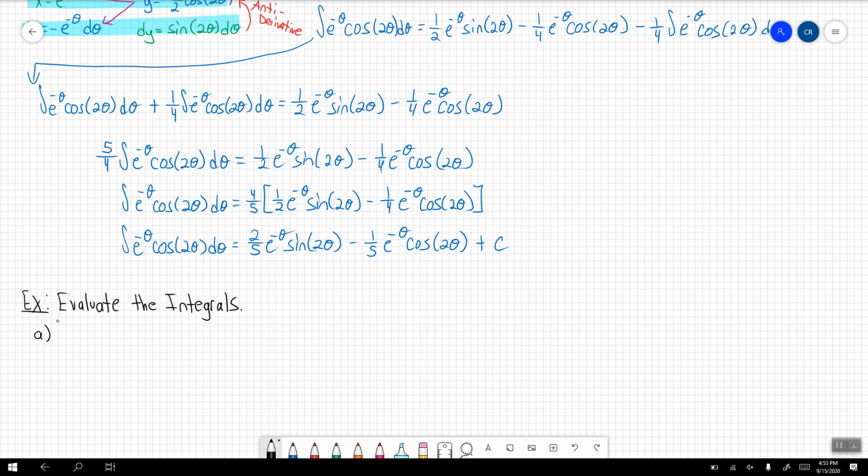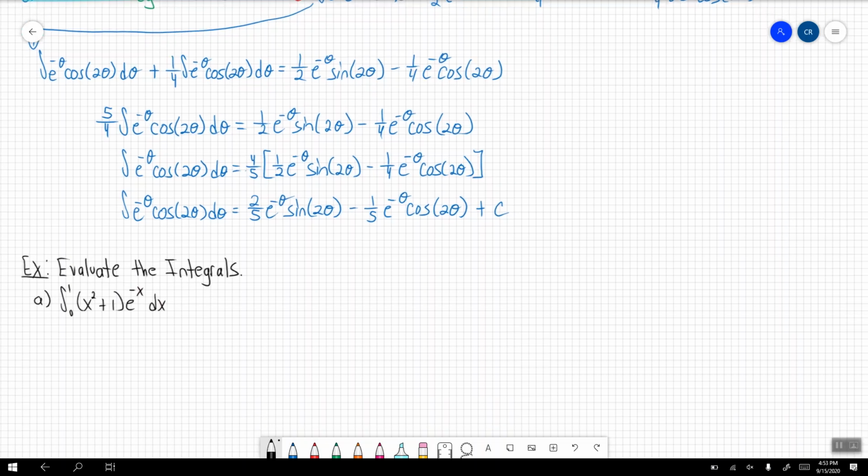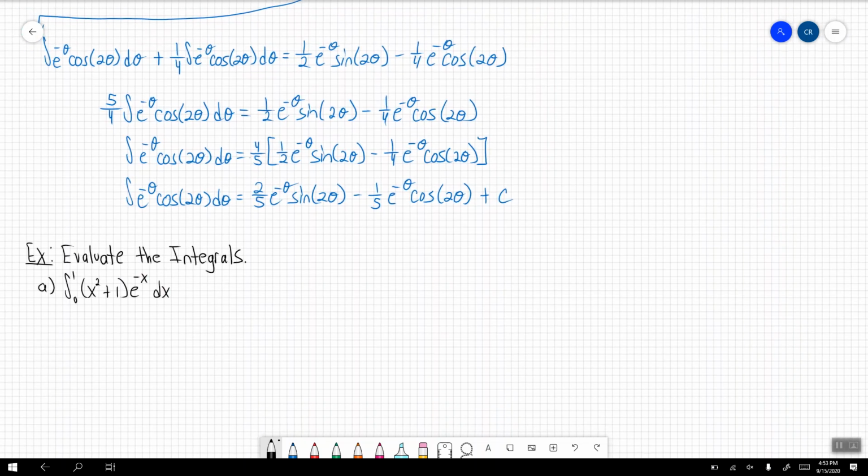Part A. We're going to evaluate the integral from 0 to 1 of the quantity x squared plus 1 times e to the power of negative x dx. We could possibly try substitution, but you can figure out that substitution won't work directly here. So let's go with the integration technique we're learning in this section, which is by parts.